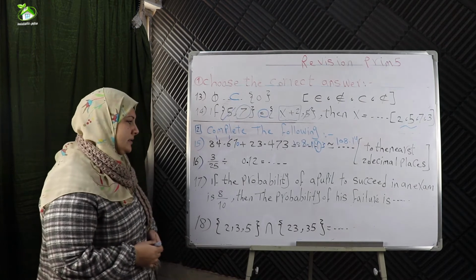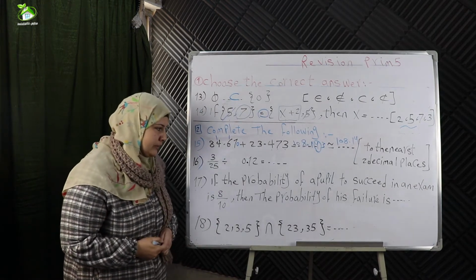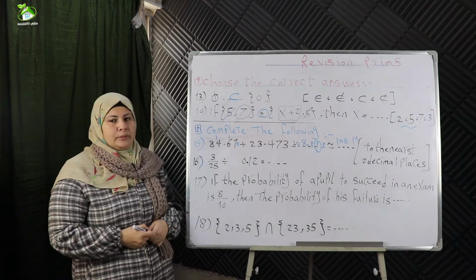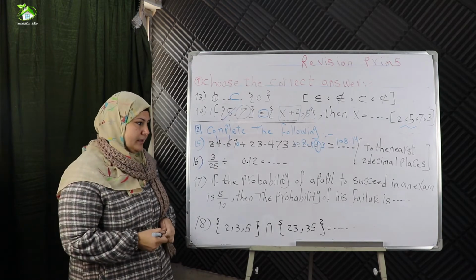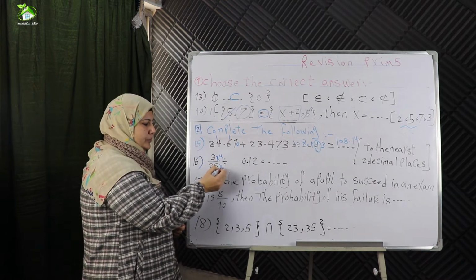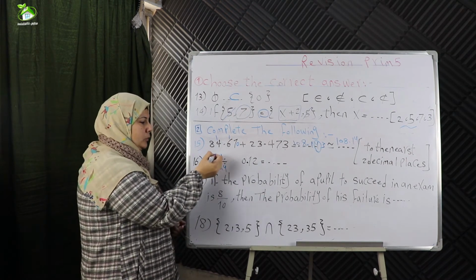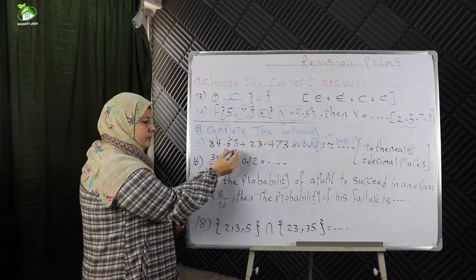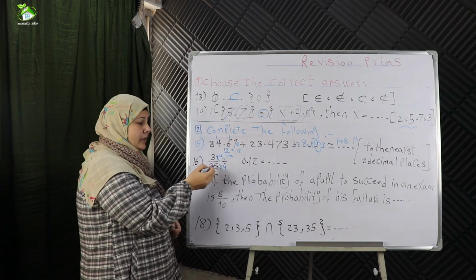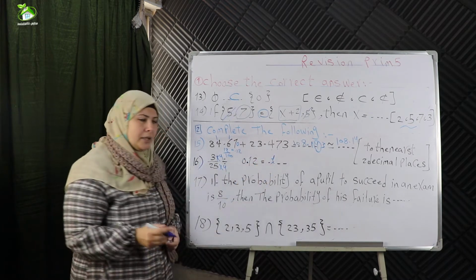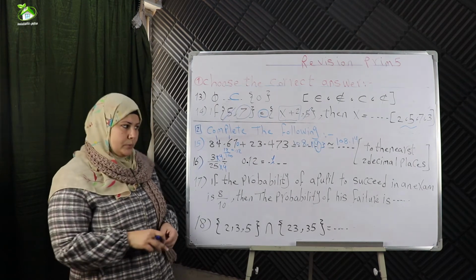Number 16, 3 over 25 divided by 12 hundredths. We will convert the fraction to a decimal number by multiplying both the numerator and denominator by 4. It will be 12 over 100 equals 12 hundredths. 12 hundredths divided by 12 hundredths equals 1, because any number divided by the same number equals 1.